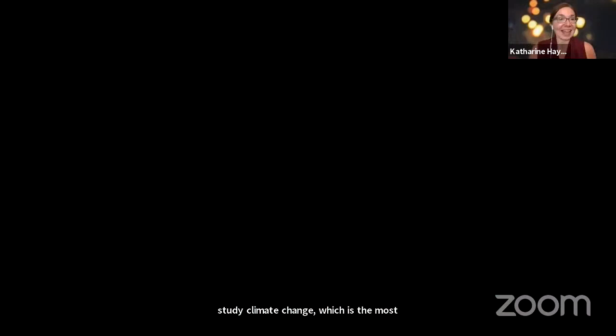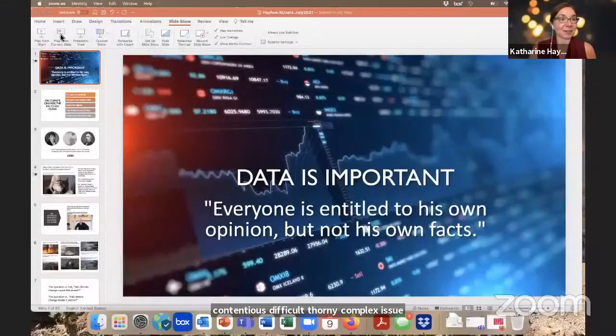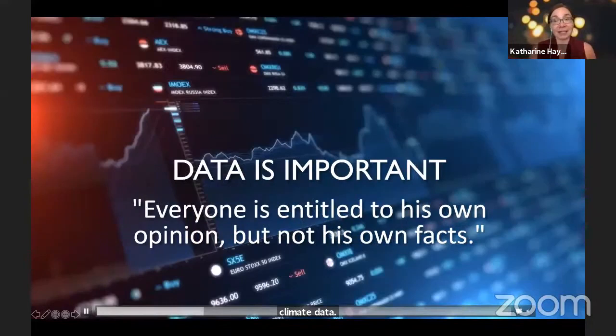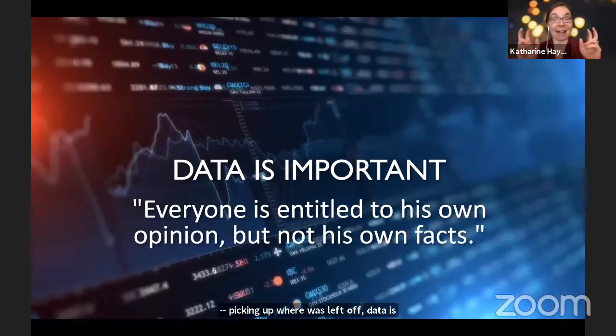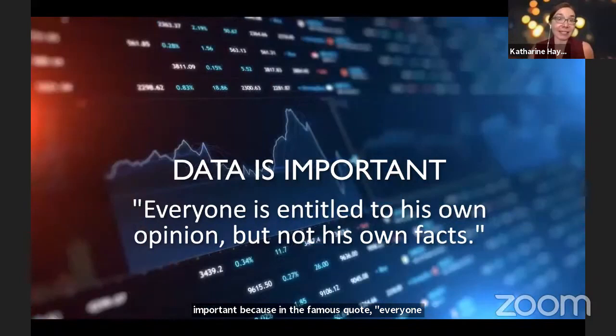And let me put this into full screen mode here. All right. I want to start off by picking up where Catherine with a C left off, highlighting how data is very important. Because, in the famous quote, everyone is entitled to his own opinion, but not his own facts. Of course, the original quote said his, but it relates to everyone. Everyone is entitled to their own opinion, but not their own facts. You can say gravity isn't real, but if you step off the cliff, you're still going down.